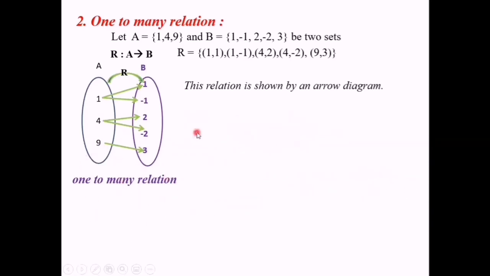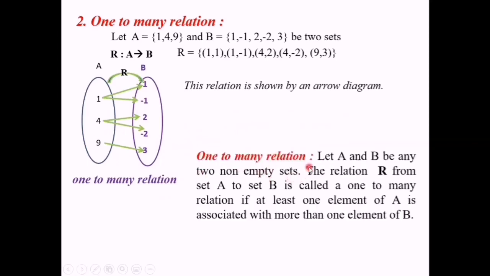Let's define it. One-to-many relation. Let A and B be any two non-empty sets. The relation R from set A to set B is called a one-to-many relation if at least one element of A is associated with more than one element of B.